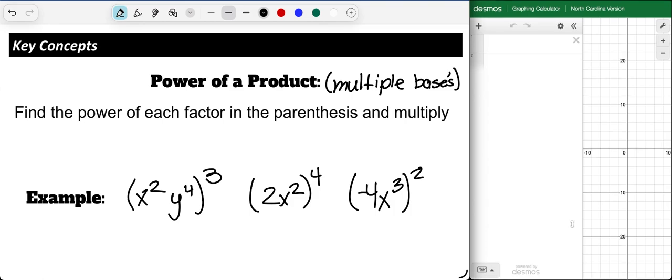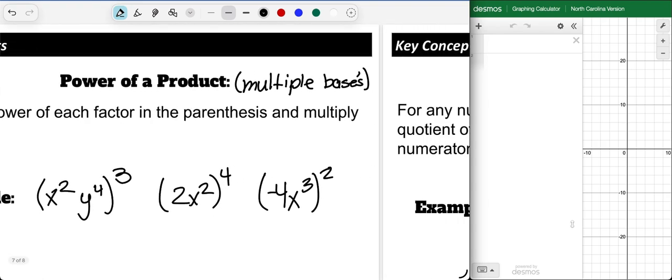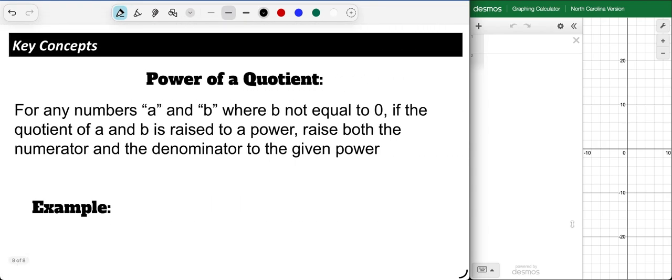All right. So let's move to the next law. Our next law, which is also the last law, is called the power of a quotient. And we learned before that a quotient is nothing but division. What it states is that for any numbers A and B, where B is not equal to 0, B is the number at the bottom of the fraction. It cannot be 0.